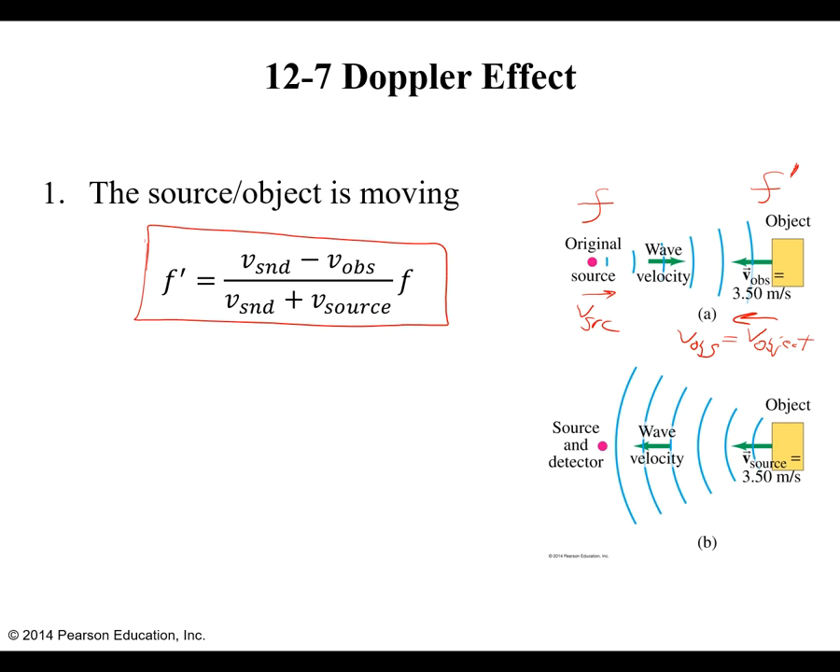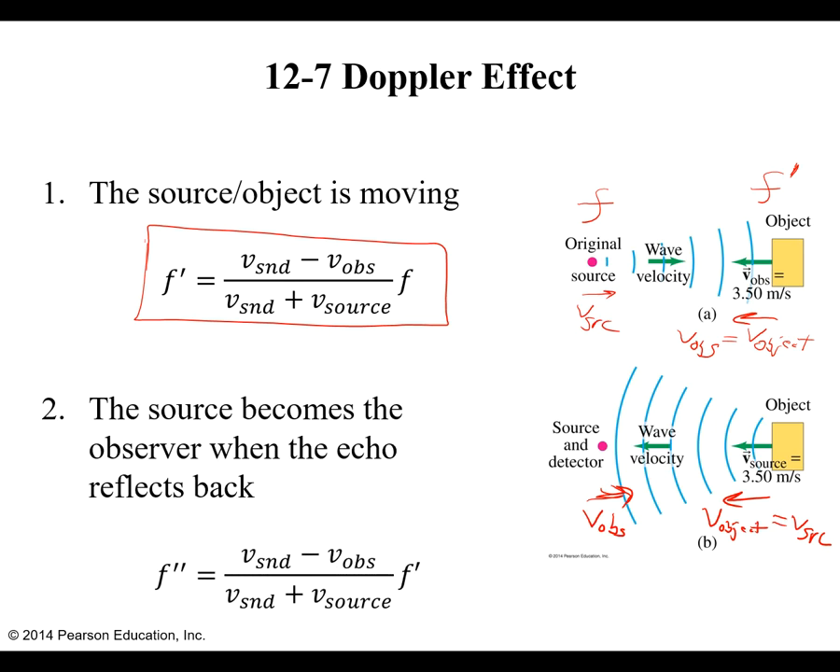But now with the echo, the object becomes the source, and the original source of the original sound wave becomes the observer of the echo. And what happens then is the object reflects the wave that it receives, which means it reflects f prime. Let me move that up a little bit so you can see that better.